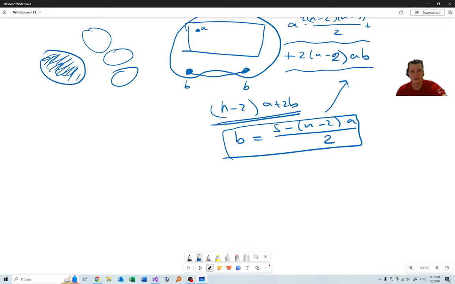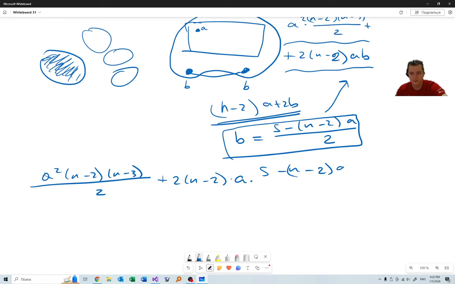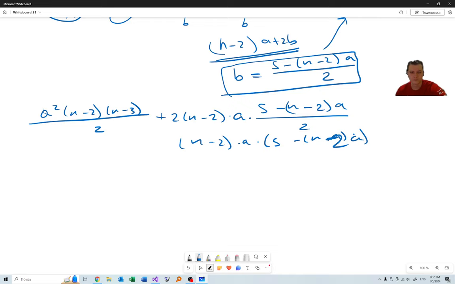A squared n minus 2 n minus 3 over 2 plus 2 times n minus 2 times a times b, which is n minus 2a times s minus n minus 2a. I already hate this idea, but let's continue. So n minus 2 can be moved out. N minus 2 over 2, actually. So what do we have in the parentheses? A squared times n minus 3 plus, so n minus 2 over 2, let's remove it. So it's 2a times s minus n minus 2a.